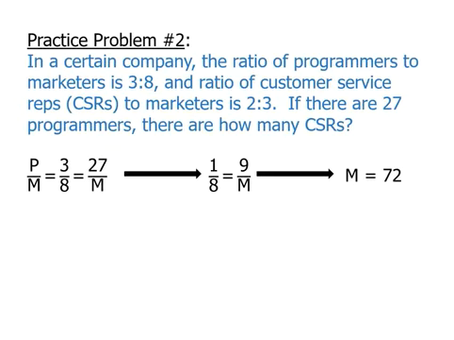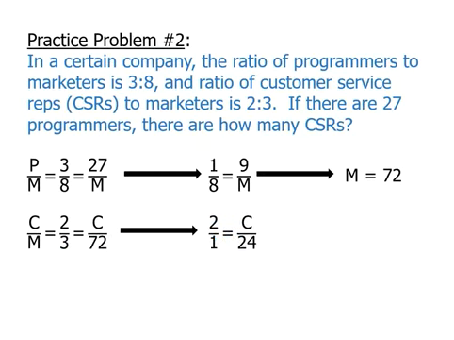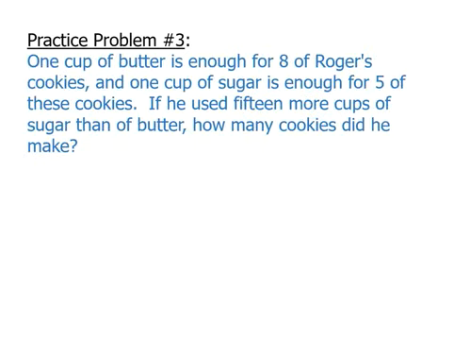Now that we know the number of marketers, we can figure out the number of customer service reps, because that ratio is 2:3. So we have 2/3 equals c over 72. Here we're going to divide both denominators by 3. So 72 divided by 3 is 24. We'll cross multiply here, and the number of customer service reps is 48, and that's the answer.